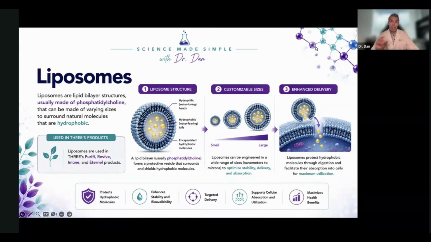Molecules that are hydrophobic, that don't like water, can sit right in that pocket inside that bubble, and it's a great way to deliver molecules. We use liposomes in our Purify, Revive, Immune, and Eternal products. So you can see it's one of our go-to strategies.